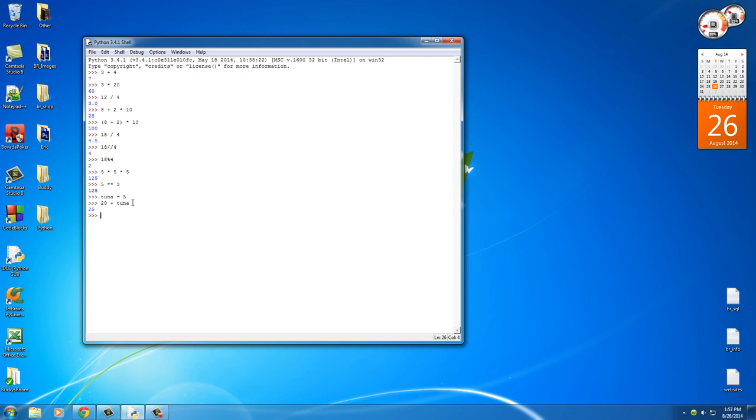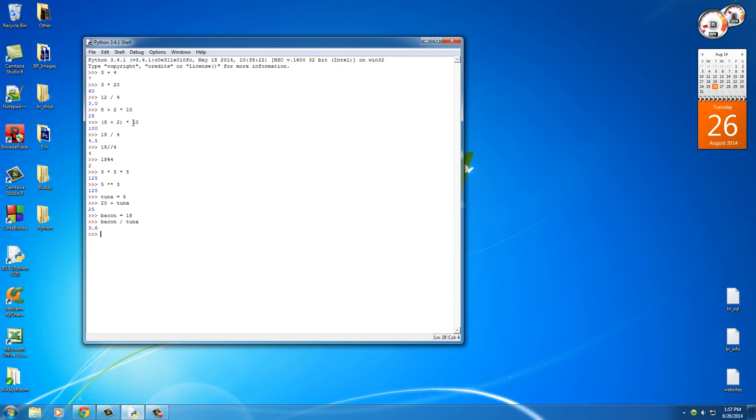Hit enter, pretty cool. Now you can actually use all variables in your equation. So if you have tuna equal to 5 and bacon equal to 18, then what you can do is put bacon divided by tuna, which is pretty much saying, okay, 18 over 5, and that is 3.6. So if you guys ever want to know what bacon over tuna is, it is 3.6.